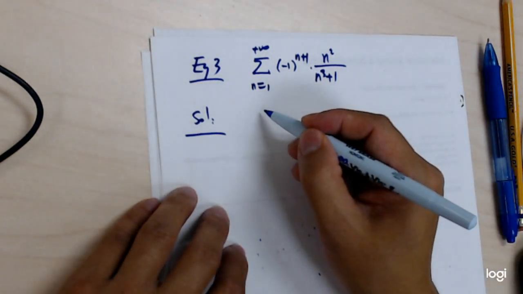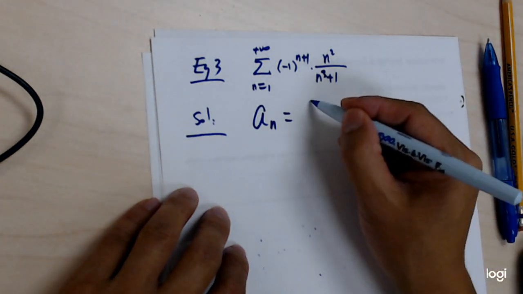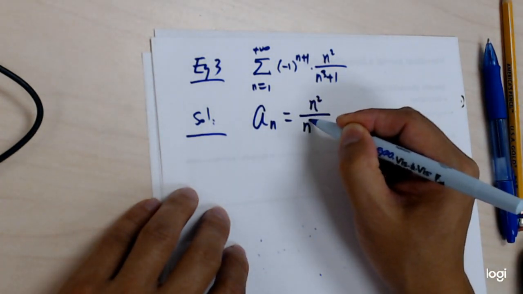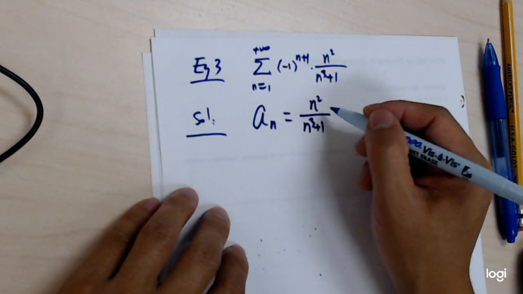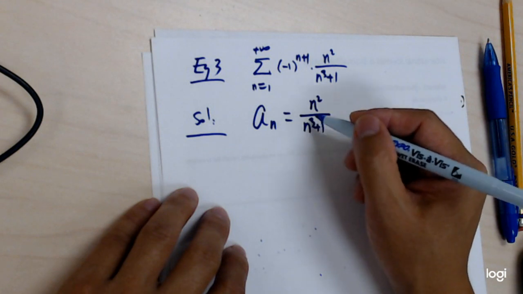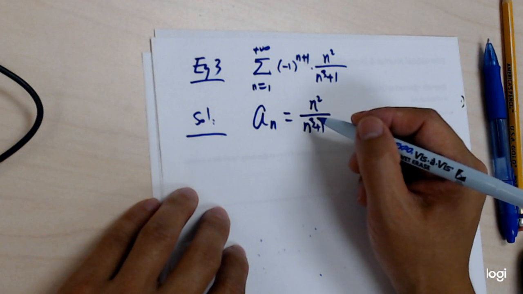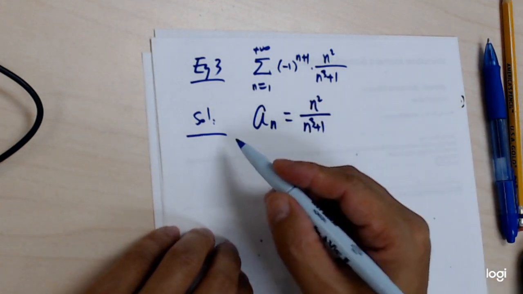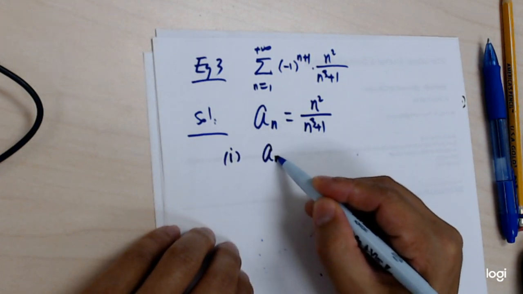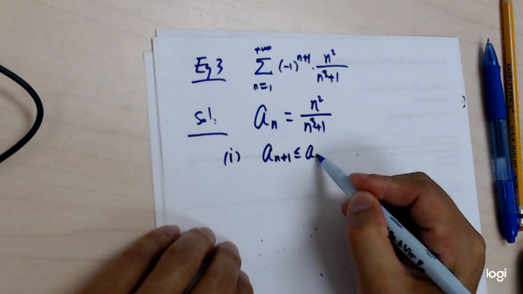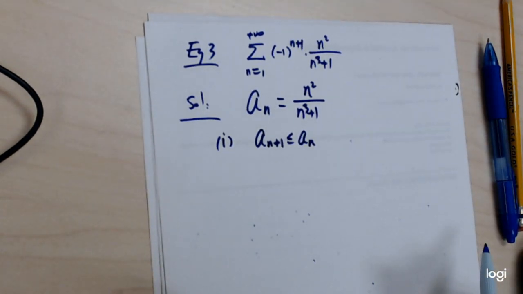Based on what we were talking about, the key here lies in the positive component. So I will write this down. It becomes kind of clear that this guy will go to 0, probably decreasing as well, because when n gets bigger, this one gets bigger a lot faster. So I suspect this will be decreasing, going to 0 as well. But I have to show this. That's the first thing I have to show: a sub n plus 1 is less than or equal to a sub n.